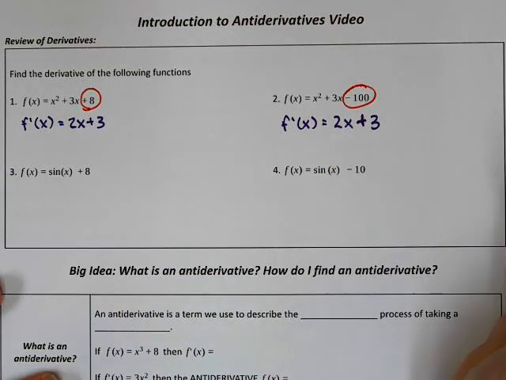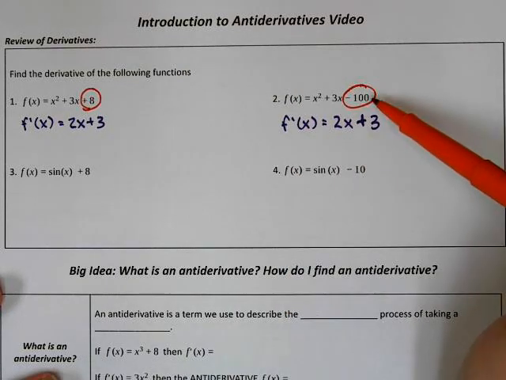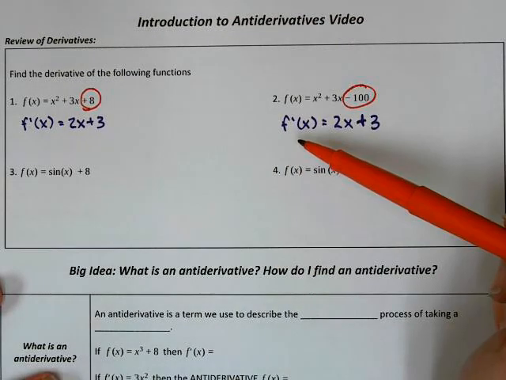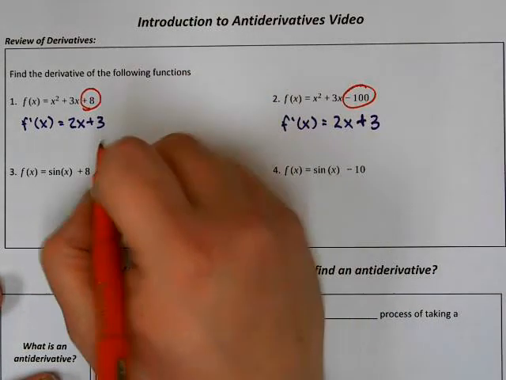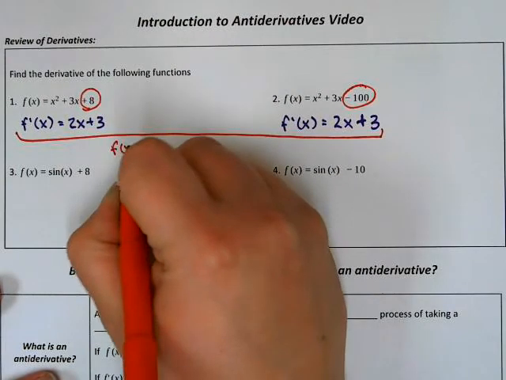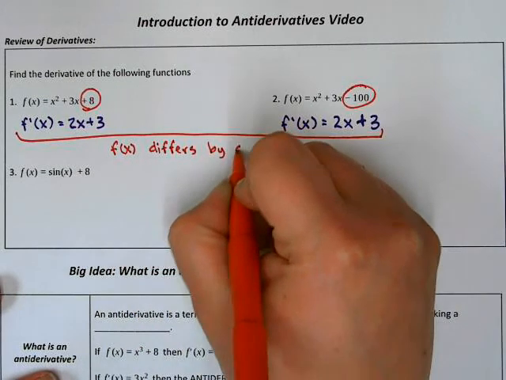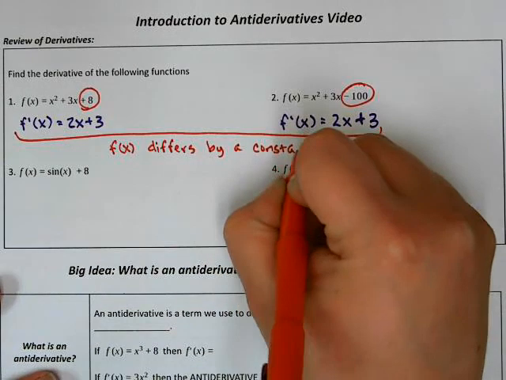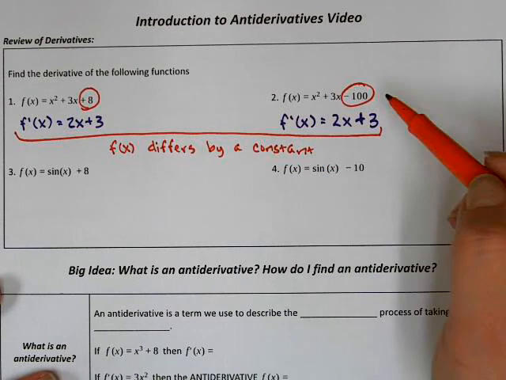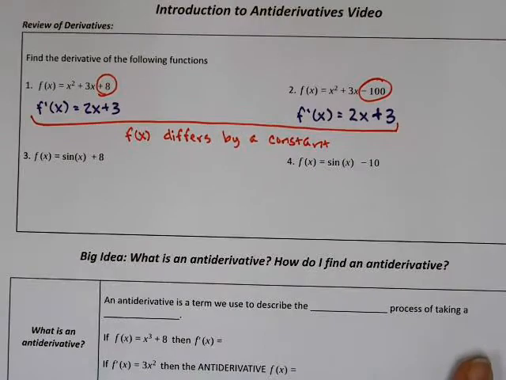If you think about what those two graphs look like, they look drastically different. This one has a y-intercept at 8, this one has a y-intercept at negative 100. So we can see that clearly, even though their derivatives are exactly the same, the original functions are not. I want you guys to make a note really quick that for these two functions, f of x differs by a constant. But we still got the same first derivative, and that's because when we take the derivative of a constant, we know that that's 0, and so it goes away. This is going to be really important as we move forward looking at antiderivatives.